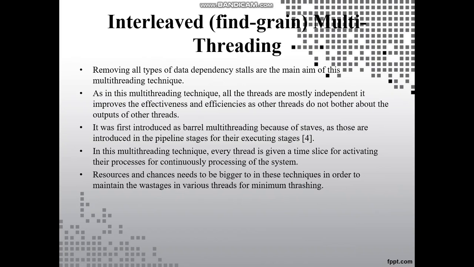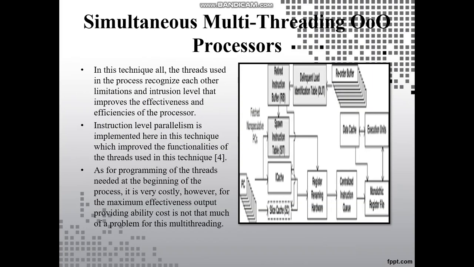It was first introduced as barrel multithreading because of its steps. Those are introduced in the pipeline stages of their executing stages. Resources and chances need to be bigger too in these techniques in order to manage the wastage in various threads, for minimizing thrashing.